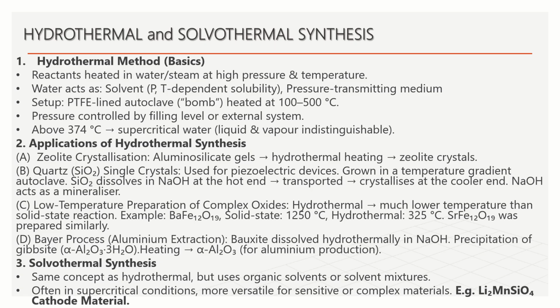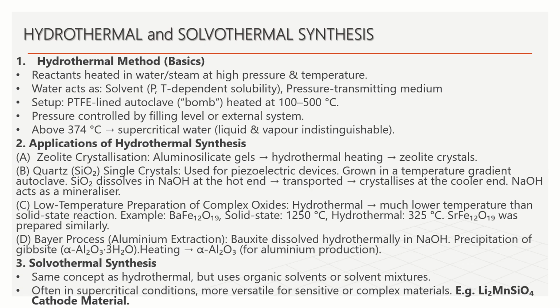NaOH is used as a mineralizer, meaning it increases the solubility of SiO2 so that the process becomes much faster. And the making of oxides at lower temperature, for example the magnetoplumbite, which we have discussed here. This is the magnetoplumbite, and it normally needs 1250 degrees Celsius in solid state synthesis, but hydrothermally it can be made at 325 degrees Celsius.